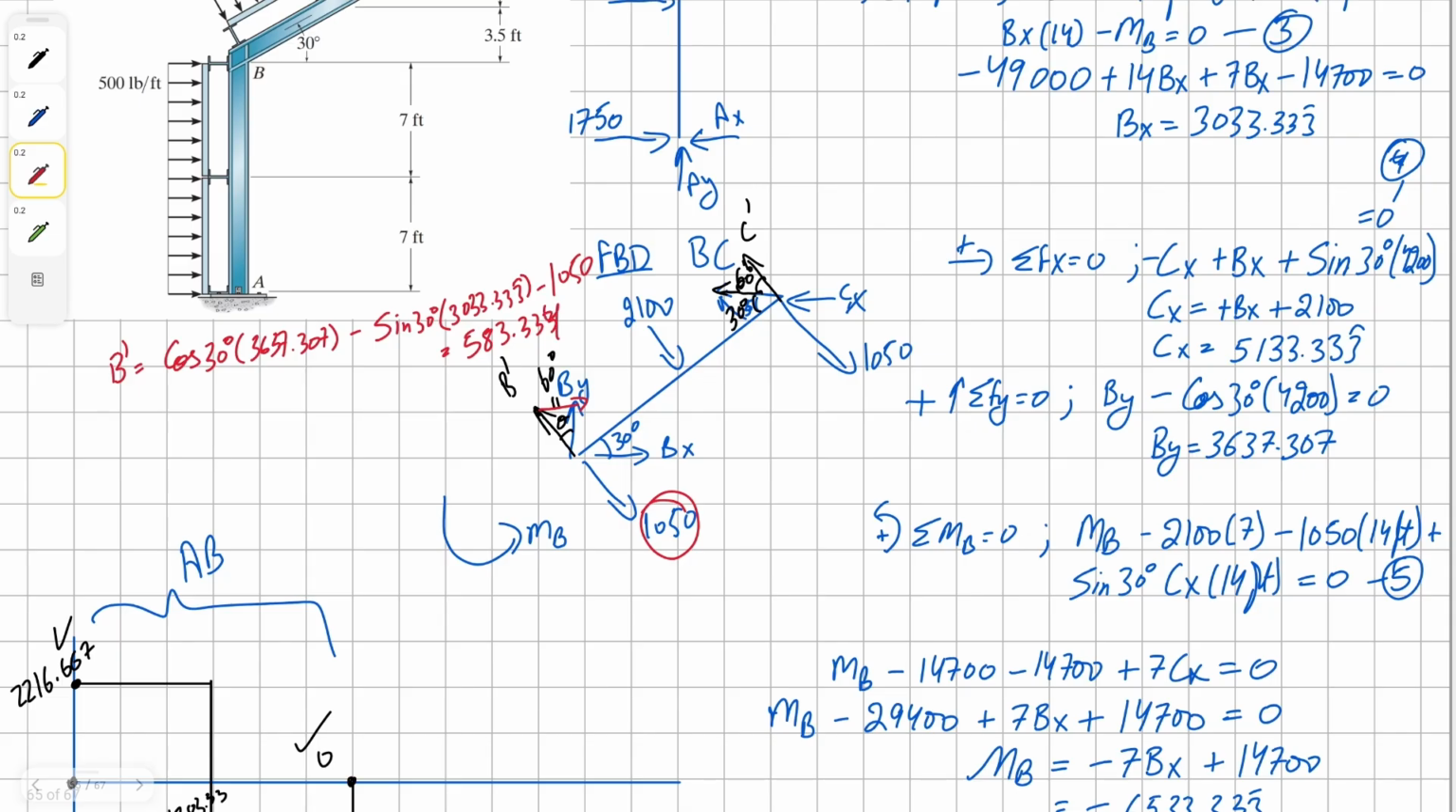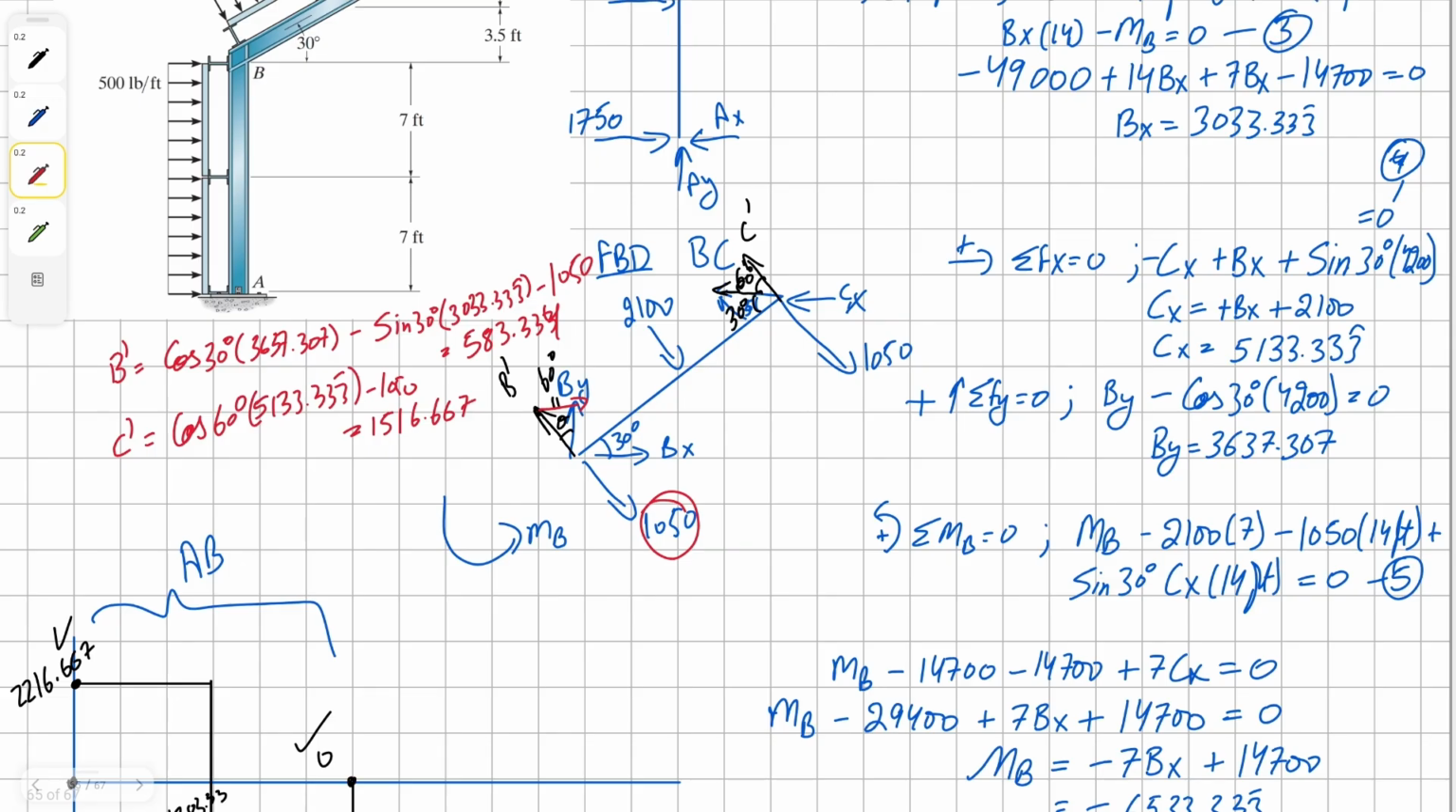And then we're going to do the similar method for our C prime. In this case, we're going to take cos 60 degrees times 5133.333 continuous, take away 1050. Solving this, we get our solution as 1516.667.